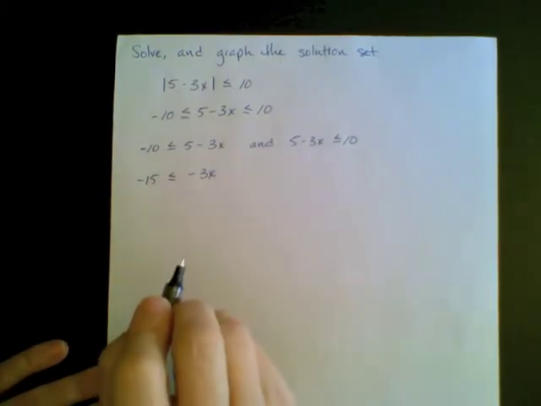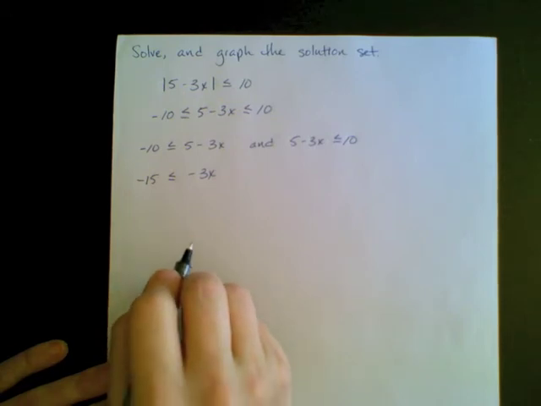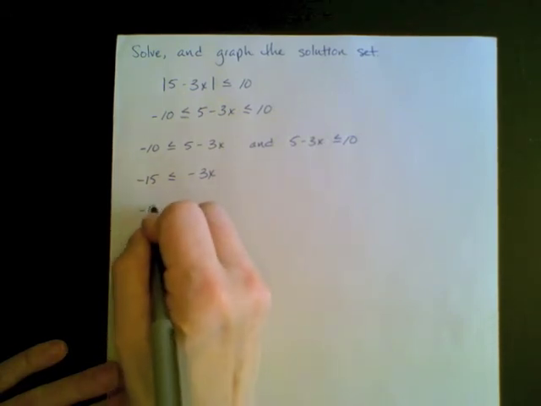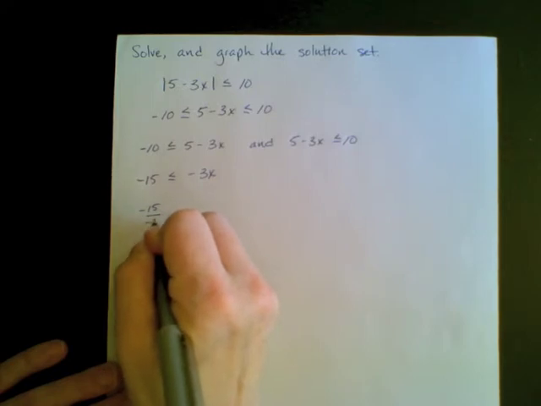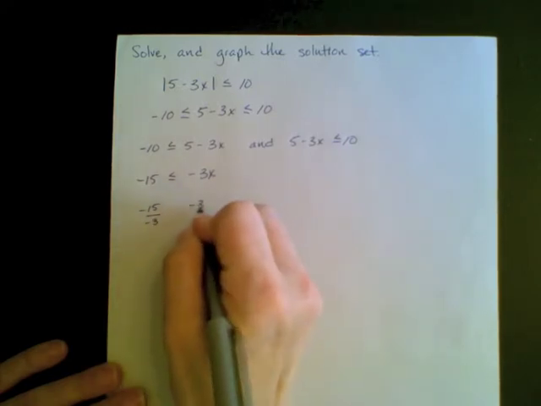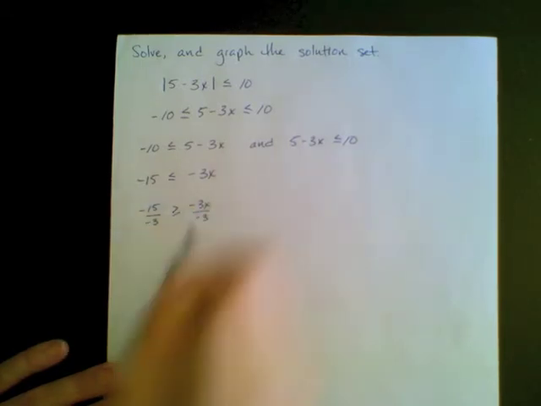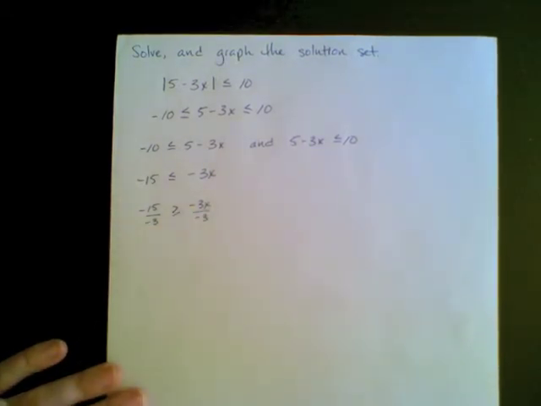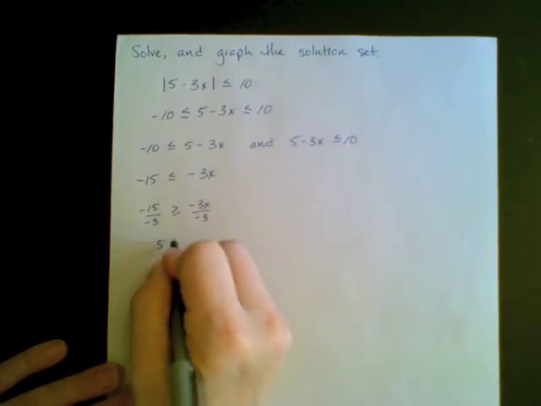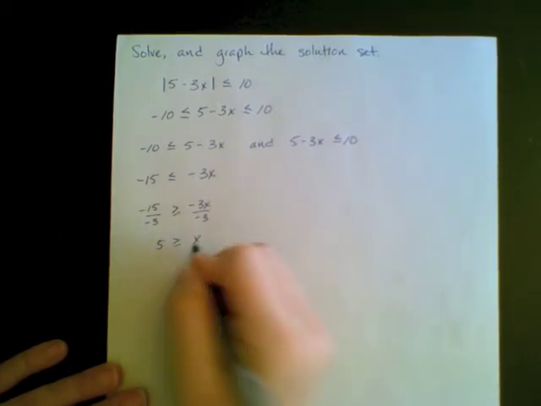And now I divide by negative 3. I'm going to be very explicit about what happens here. When I divide by negative 3, I change the direction of my inequality. So I have 5 is greater than or equal to x.